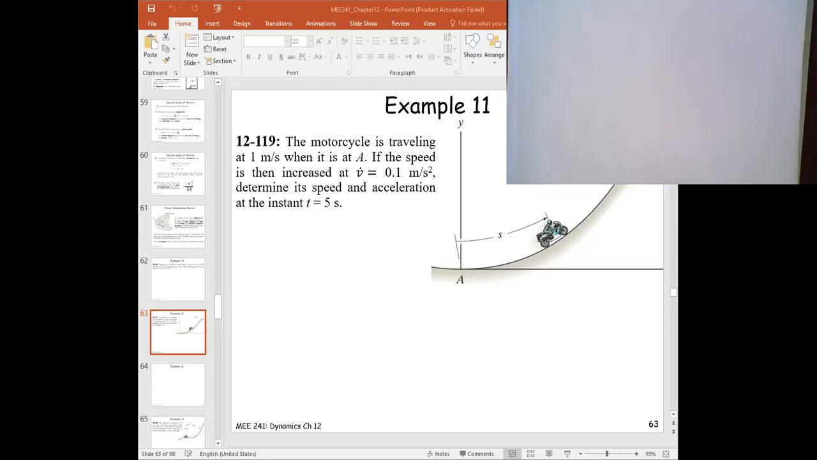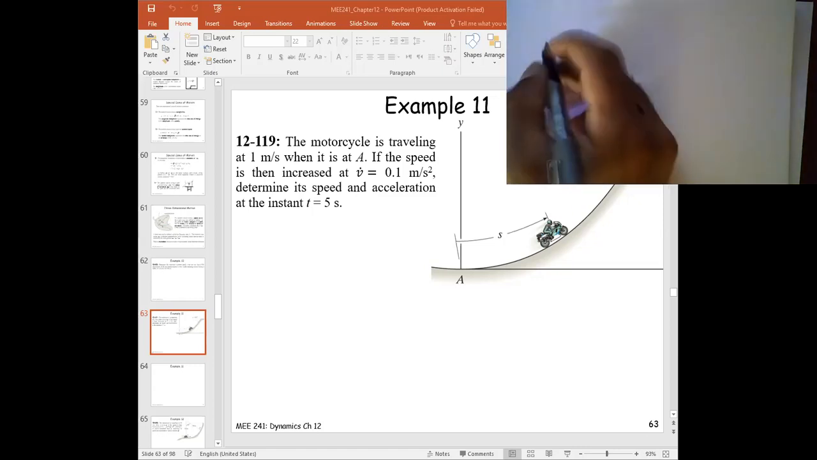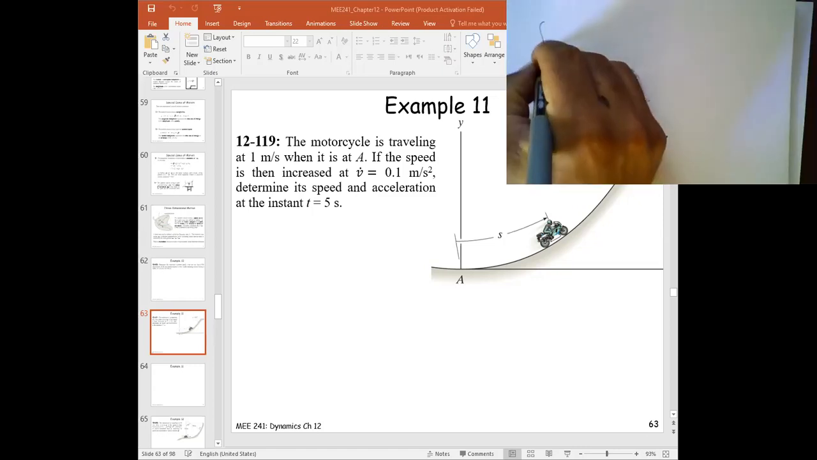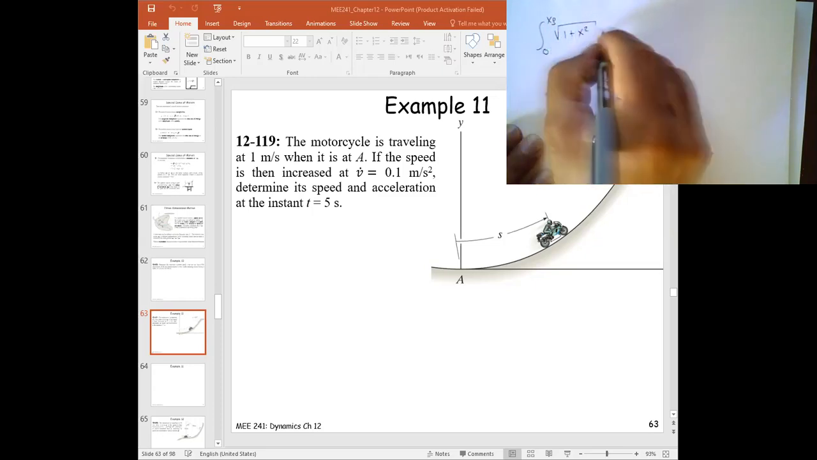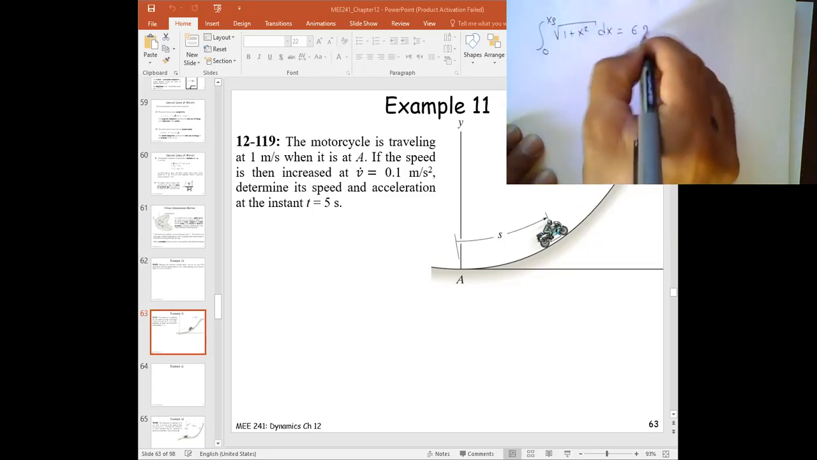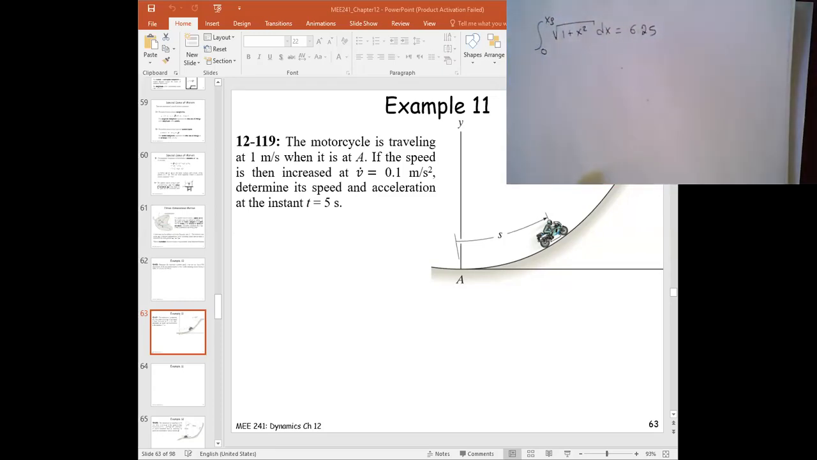Okay, I'm going to come back to this. I'm back to this, and I'm going to rewrite that. So basically, I'm integrating from 0 to xf the square root of 1 plus x squared dx, which is equal to 6.25. Now I need to integrate this guy. Okay. How do you integrate this guy?